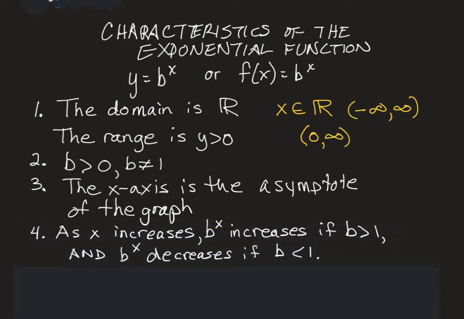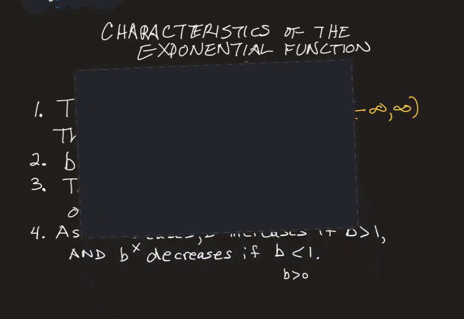And finally, number 4, as x increases, b to the x increases if b is greater than 1, and b to the x decreases if b is less than 1. You just graphed some examples of those. Moving on.